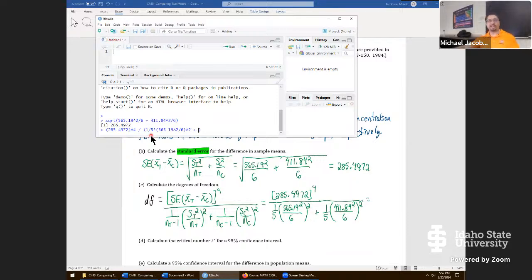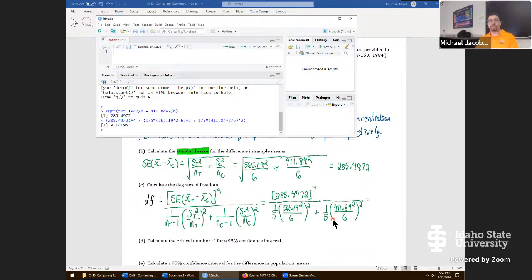And let's take another look at that. Order of operations can be funky. For using RStudio, you'll need to put in the times symbol right here. I think order of operations would be correct as it's written. We'll see how close we get. Then for the next one, we'll do it all over again. 5th times 411.84 squared, divide by 6 squared. And that's our degrees of freedom.